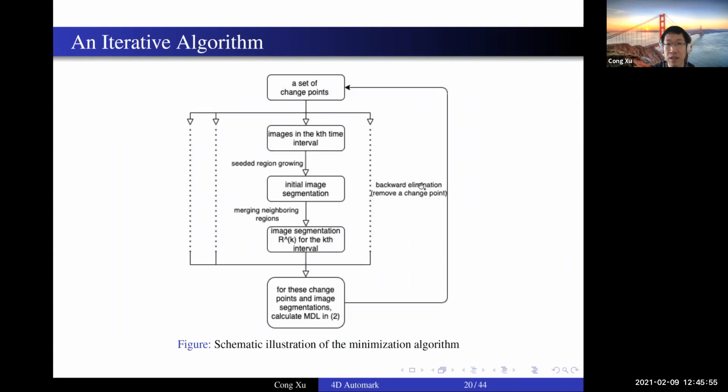Then we do some backward elimination. We iteratively remove a change point such that it produces the best improvement in terms of the MDL. So it's like a greedy algorithm. We start with a set of change points and fit the model to get the MDL for this one, and we iteratively remove one of them. During this procedure, we get a sequence of models, and we just pick the model with the smallest MDL.